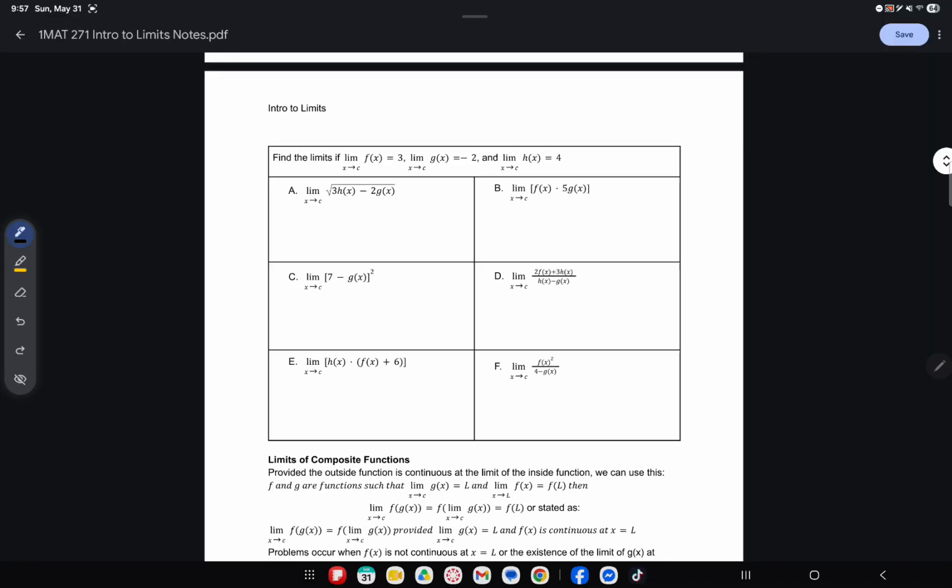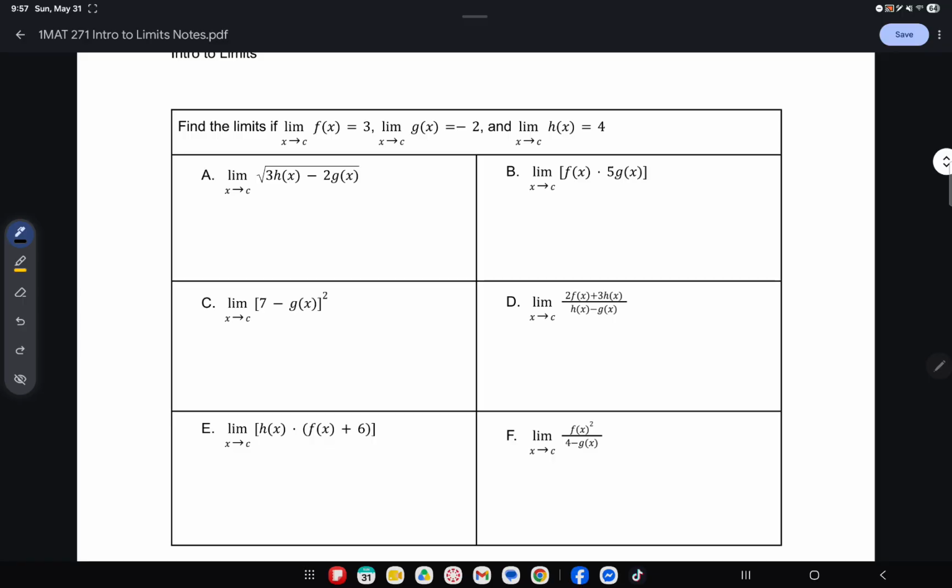All right, we're going to go from not a graph this time. We're going to go from already being given limits. So the limit as x approaches c for f is 3. For g, it's -2. And for h, it's 4. So we're just going to still apply the properties in a different way. So I can square root the whole thing. And that's going to be 3 times the limit for h. I'm just going to go ahead and substitute those numbers in. So 4. And then 2 times the limit for g, which was -2. So that's going to give me 12 plus 4, which is 16. And the square root of 16 is 4.